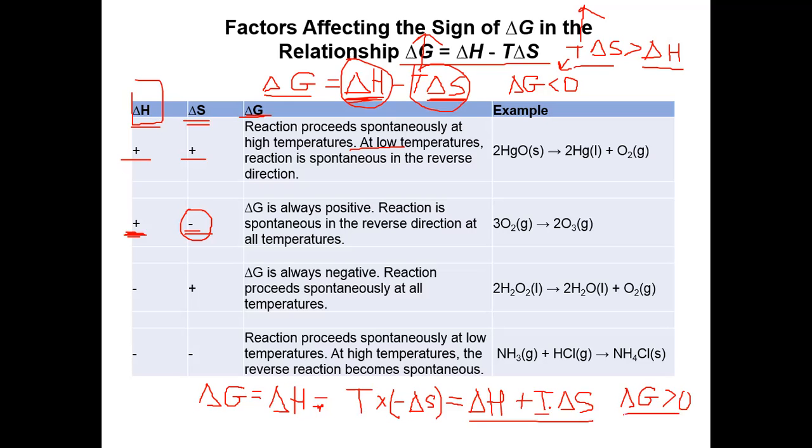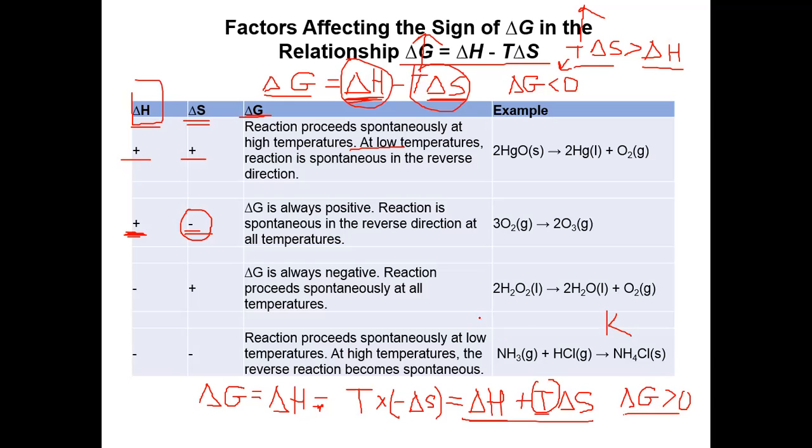Even if you make T 0, then it just equals delta H, which is positive. So again, it's going to be more than 0. And you cannot make T minus because it's in Kelvin, not in Celsius. You cannot make minus Kelvin, it doesn't exist.